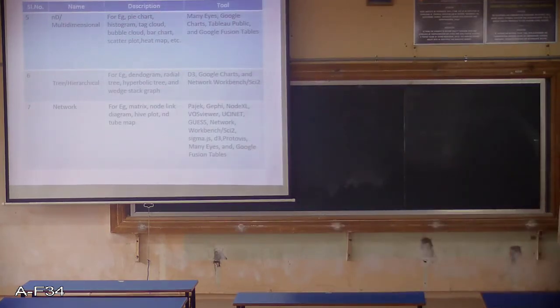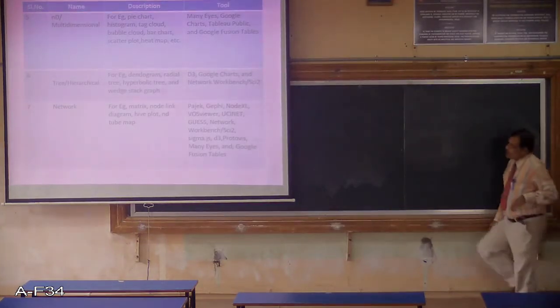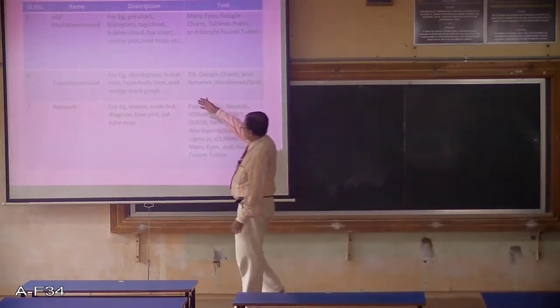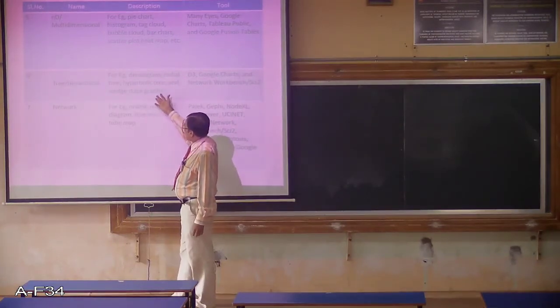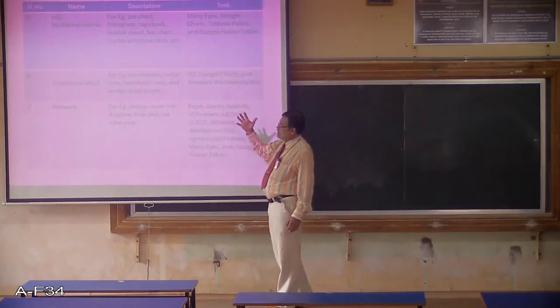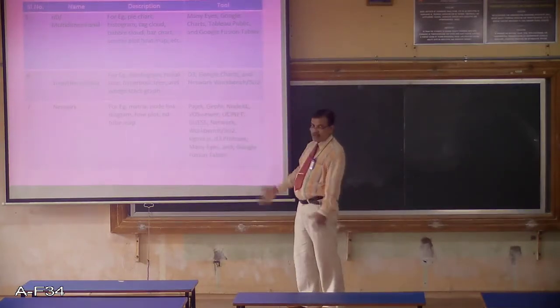Then the next type of data visualization is tree or hierarchical data visualization. Sometimes the data relationships need to be shown in the form of hierarchies. To represent such relationships, we normally use tree or hierarchical data visualizations. For example, dendrograms, radial trees, hyperbolic trees, and wedge stack graphs. These come under the representation of tree-like or hierarchical structures.